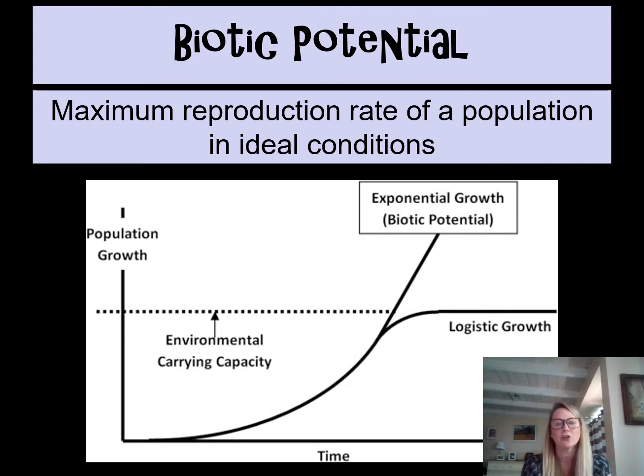Something that you may also see with exponential growth is something called biotic potential. And biotic potential is really the maximum rate at which a population can reproduce if they have ideal conditions. What do I mean by that? So ideal conditions are things like unlimited food sources, unlimited shelter, unlimited water. All of those things will lead a population to grow exponentially to reach its biotic potential.